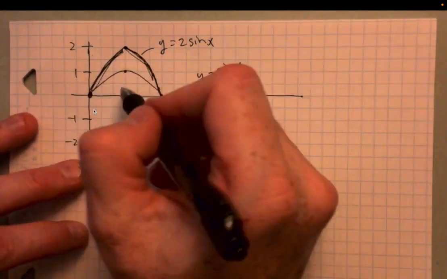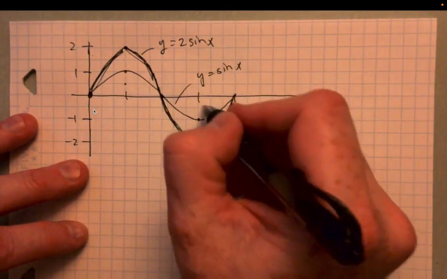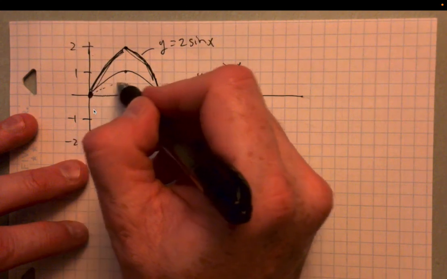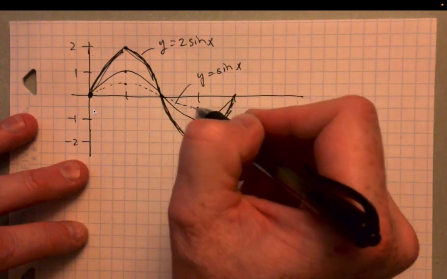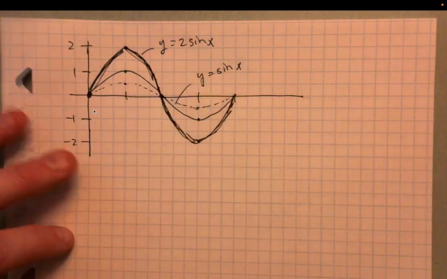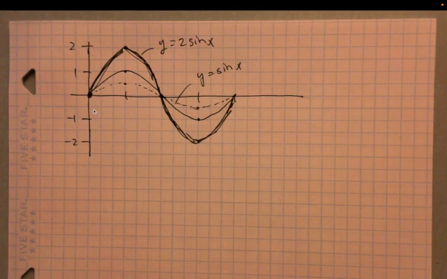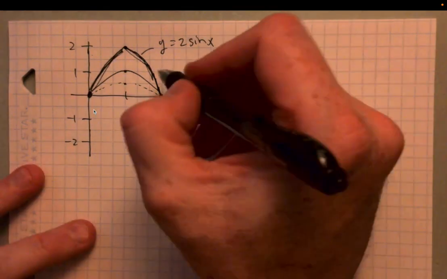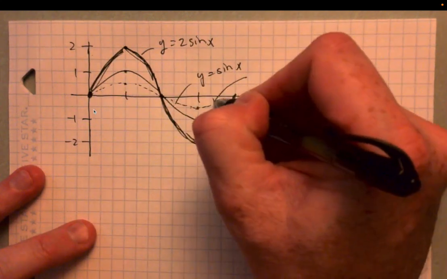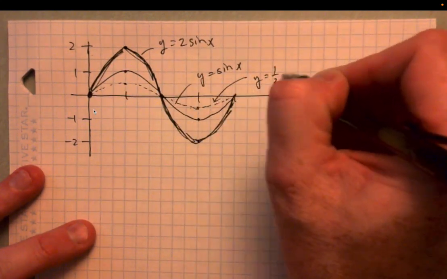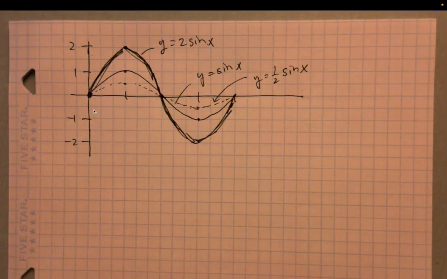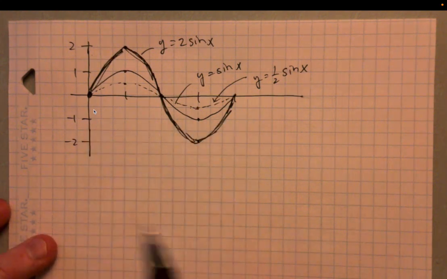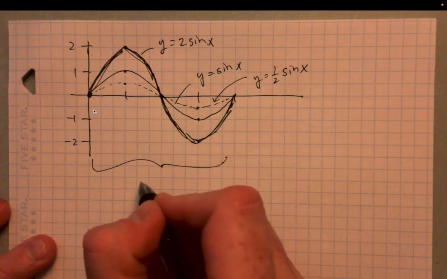Now, we could also make the amplitude do something else. We can make it go like this, with shallower valleys and shorter peaks. This guy here would be y equals 1/2 sine of x. So you can see how the amplitude is just going to stretch it vertically. Now notice the amplitude doesn't do anything to the period. The period is constant for all 3 of these.